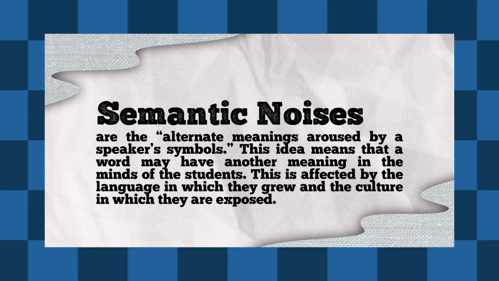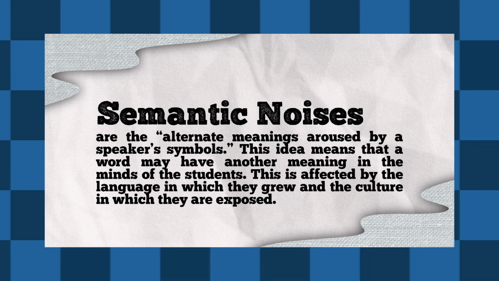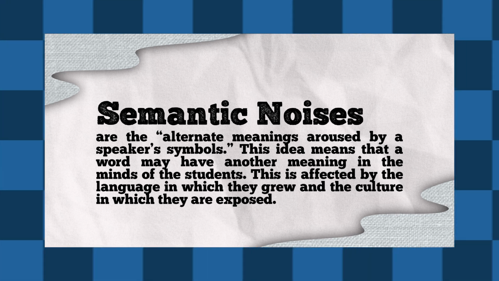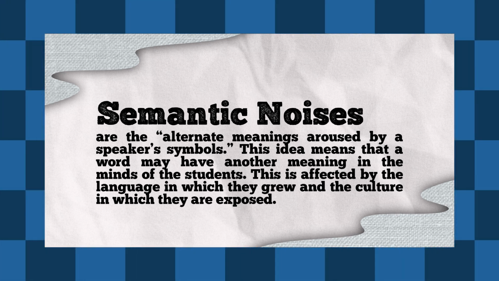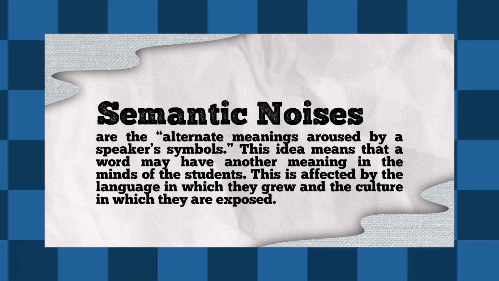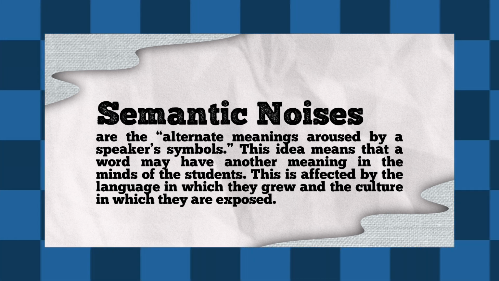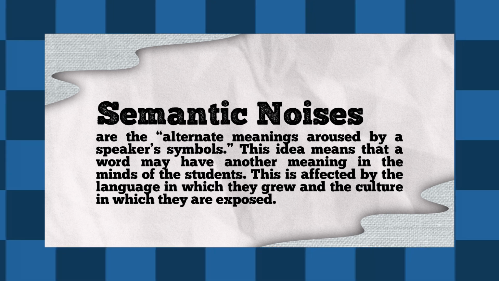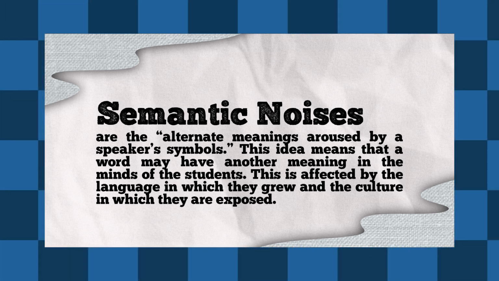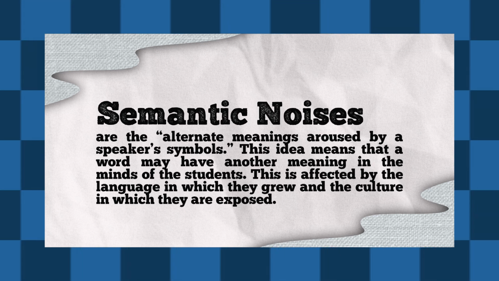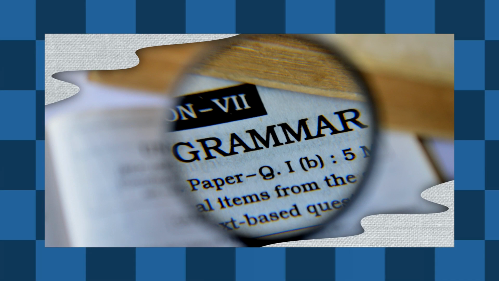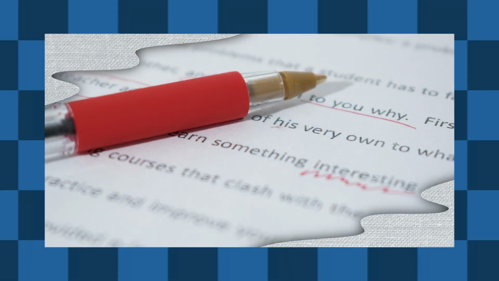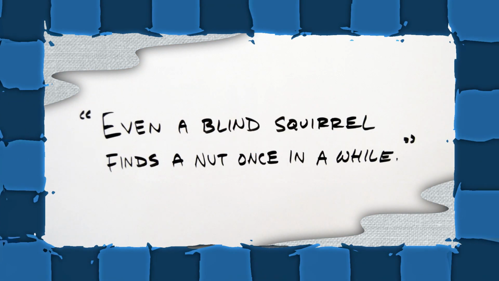Lastly, semantic noises. Semantic noises are the alternate meaning aroused by a speaker's symbol. This idea means that a word may have another meaning in the minds of the other. This is affected by the language in which they grew and the culture to which they are exposed. Examples: incorrect grammar, using excessive jargon, and using idiomatic expressions.